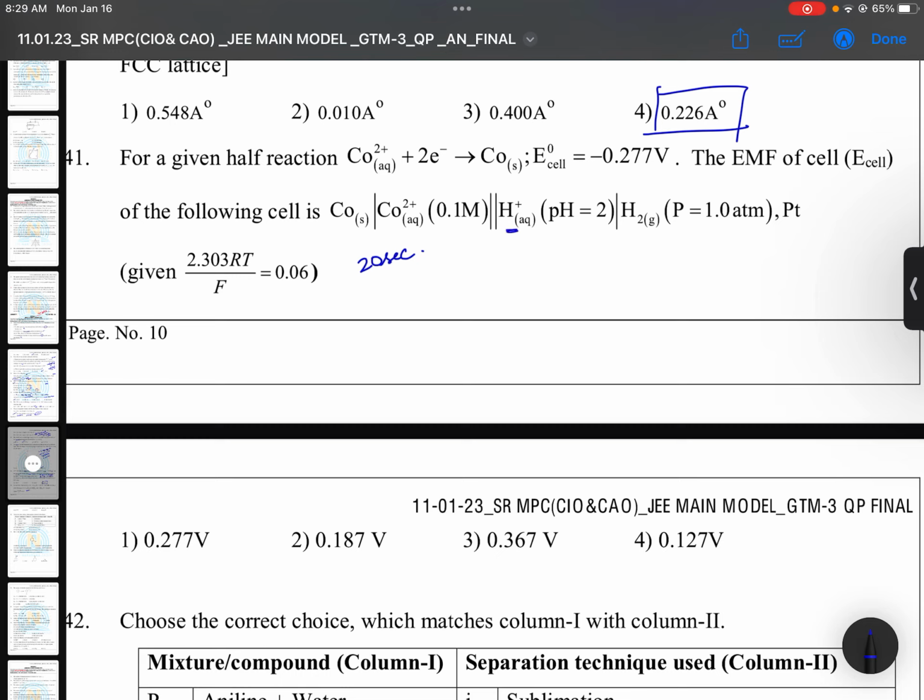Yes, here H plus is there. Okay, H plus by H2. So E naught cell, if you want to calculate, is RHS minus LHS. For hydrogen it will be 0 minus 0. E naught cell is already given, minus 0.277 volts. So what is the formula? E cell is equal to E naught minus 0.059 by n log reduced form by oxidized form. Now what is the reduced form here? What is the oxidized form here? We must remember this here, and we need to write.